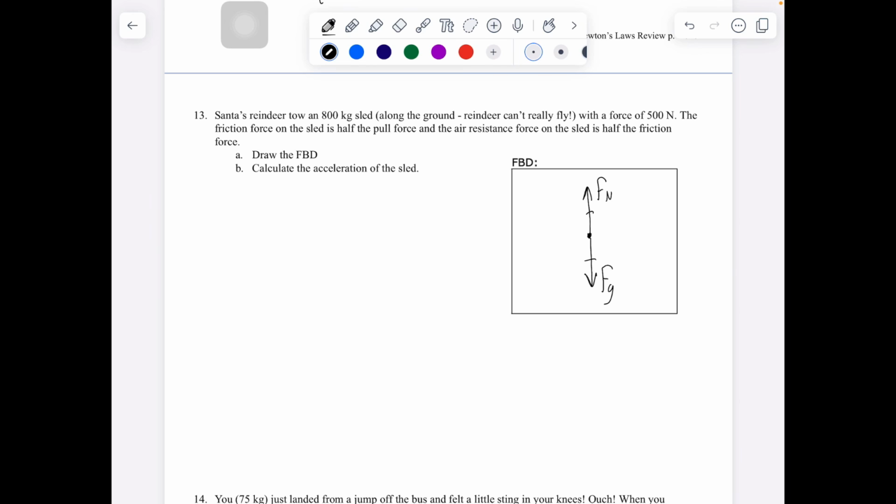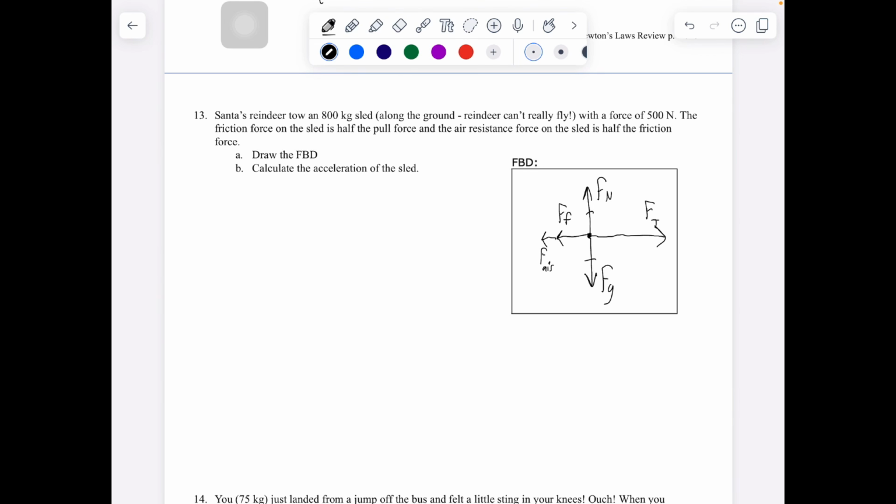Then we say, okay, the reindeer are towing this. So here, this would really be a tension. They're towing it with some rope or cable. Friction force on the sled is half the pull force. So let's draw half. Okay, this is our friction. And then air resistance is half the friction. Let's draw half of that. This is our air resistance.